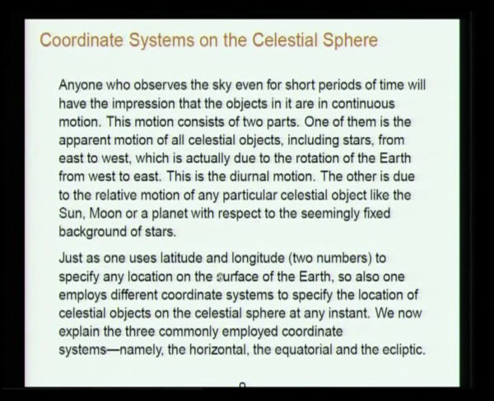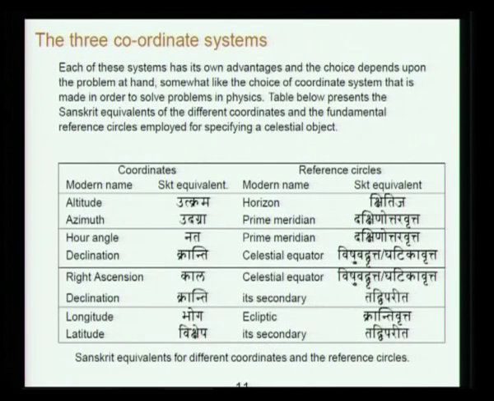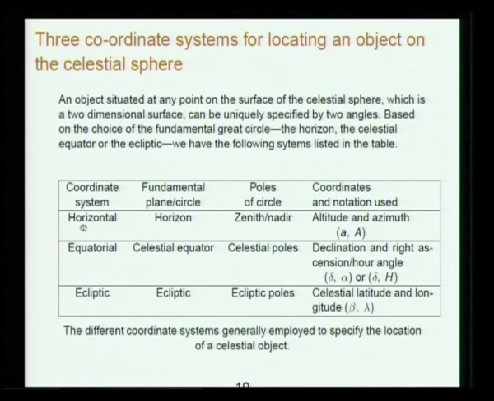Just as one uses latitude and longitude, two numbers, to specify any location on the surface of the earth, so also one employs different coordinate systems to specify the location of celestial objects on the celestial sphere at any instant. We now explain three commonly employed coordinate systems: the horizontal system, the equatorial system, and the ecliptic system. Here is the horizontal system, also called the alt-azimuth system. The fundamental plane is the horizon, the pole of the circle is zenith or nadir, and the coordinates used are altitude and azimuth.